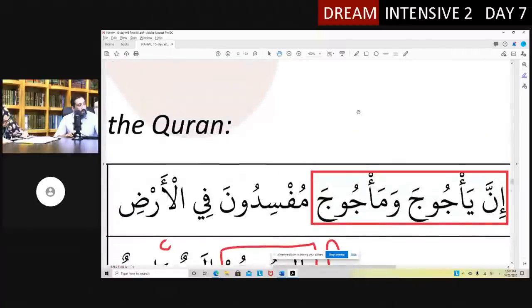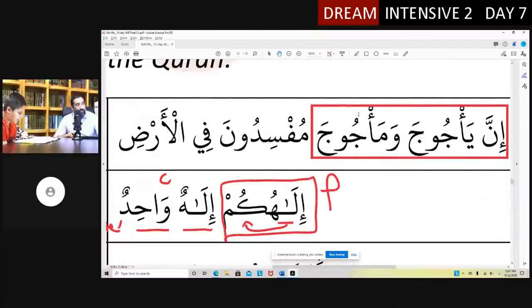Okay, so certainly Ya'juj and Ma'juj. Is there a hint up there? Yeah. Harf of nasab, and it is usually followed by is. Certainly Ya'juj and Ma'juj are making trouble in the land. Questions?